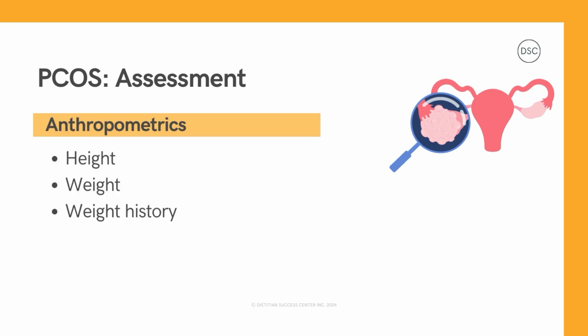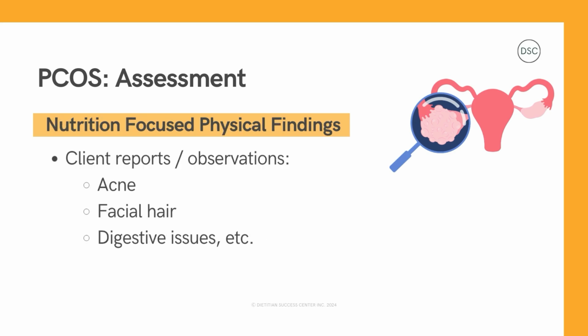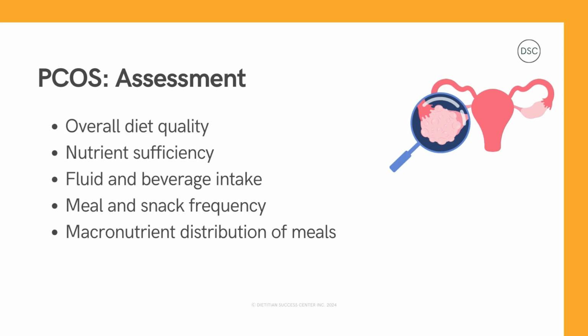Your anthropometric measurements may include height, weight, and weight history if these are concerns. And you may obtain biochemical data, medical tests, or procedures such as relevant medical history and history of concurrent conditions such as diabetes, lab values such as ones that indicate insulin resistance, inflammation, or micronutrient deficiencies, and nutrition-focused physical findings such as observations or client reports of acne, facial hair, digestive issues, etc.